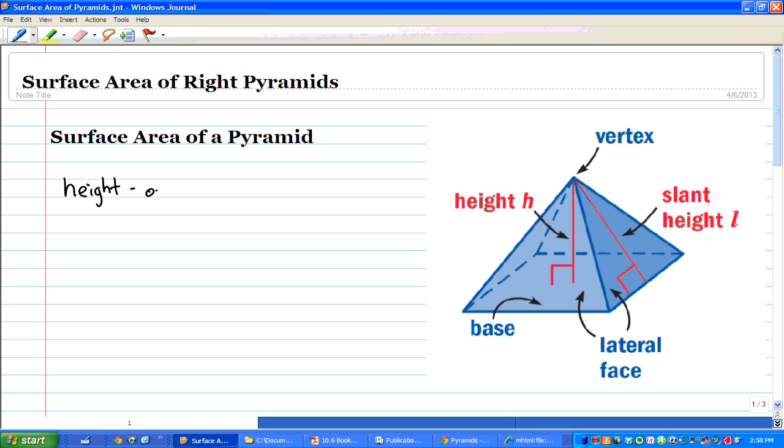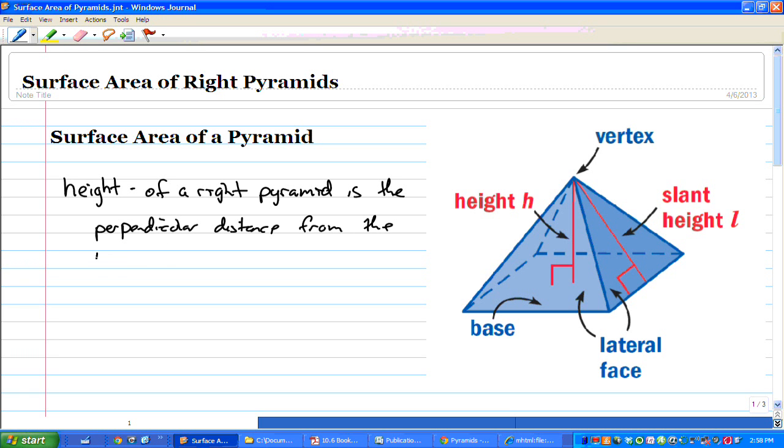There's a couple definitions that I want to go over, and the first one is the height. The height of a right pyramid is the perpendicular distance, that means a 90-degree angle, from the base to the vertex.